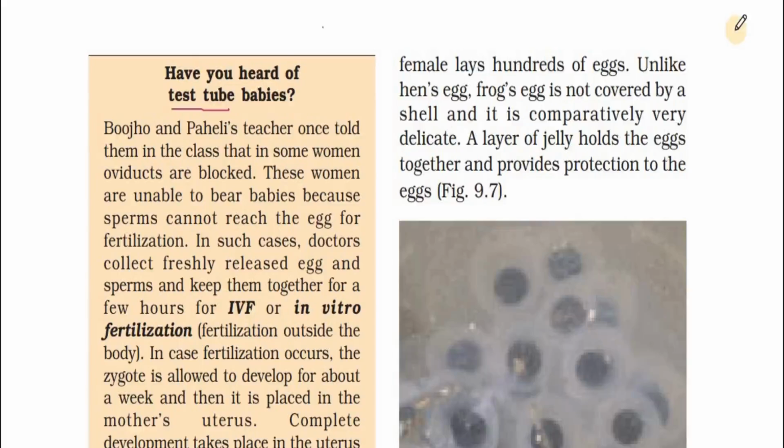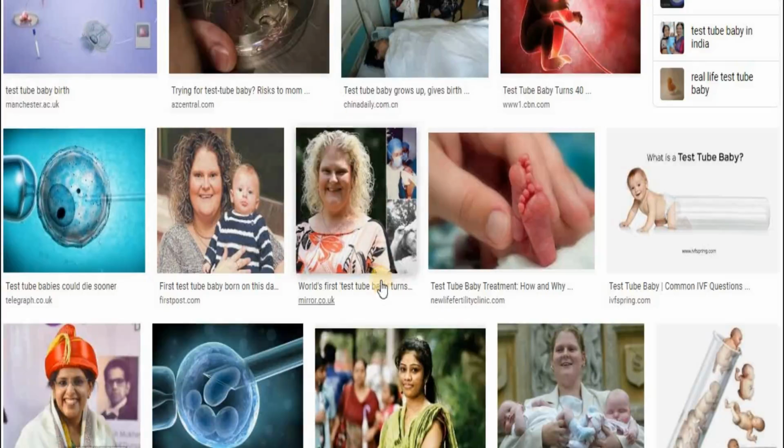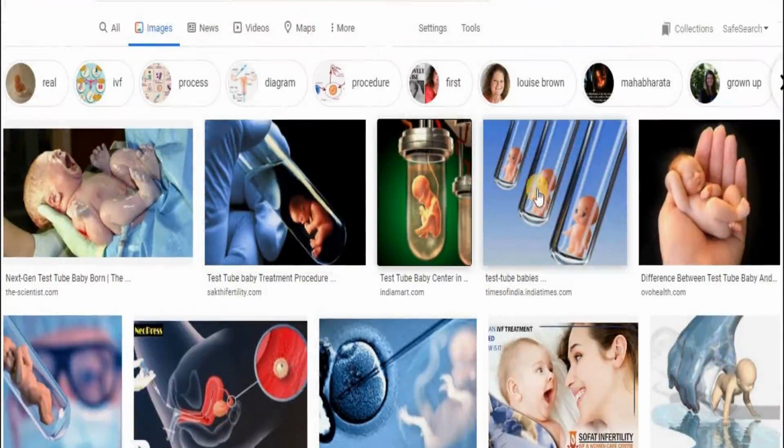Okay, welcome back, friends. Now, have you heard of test tube babies? Now, don't think that the name shows that babies grow in test tubes. That is not it. By the way, what is a test tube? This is a test tube, right? It's a glass tube. Don't you think that a baby will grow in this test tube? That's not the test tube baby concept, okay? So this is not what is going to happen.